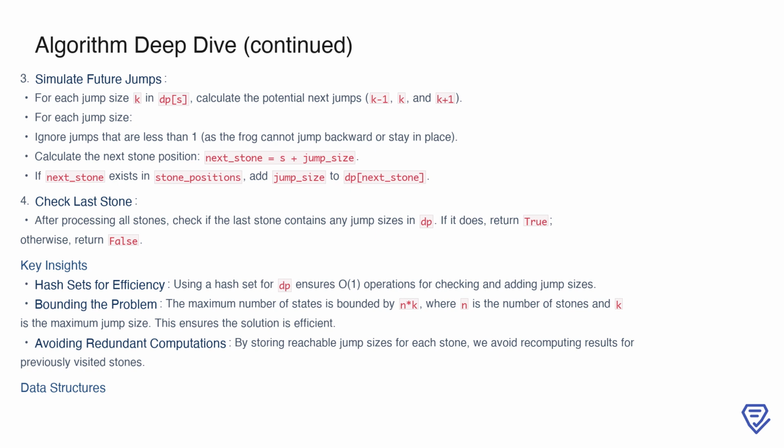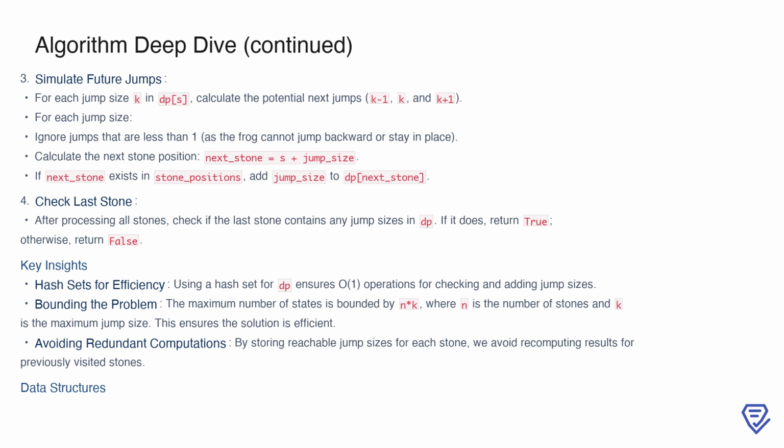After processing all stones, we check the last stone in the sequence. If the dictionary DP contains any jump sizes for the last stone, we return true, as this means the frog successfully reached it. Otherwise, we return false, indicating that the frog cannot complete the journey.